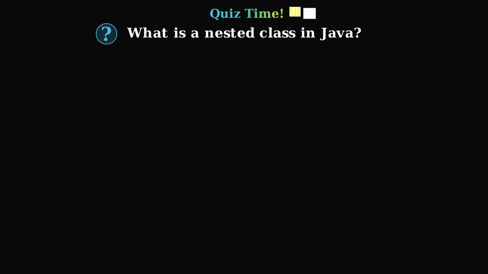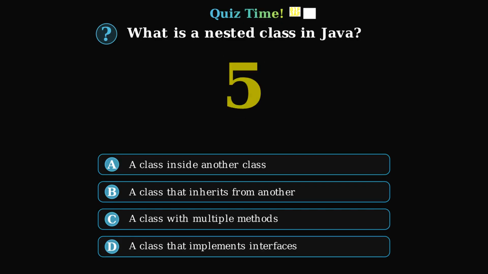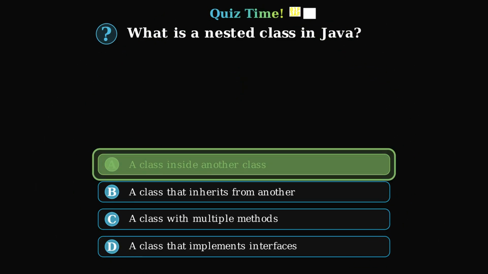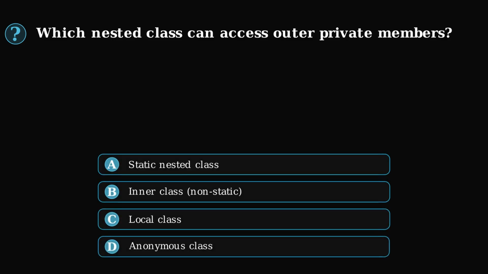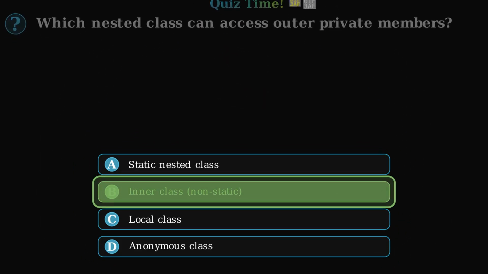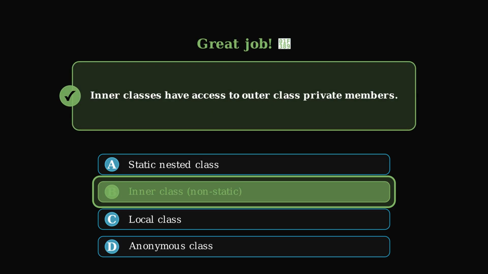Quiz time. Test your understanding. What is a nested class in Java? Which one is correct? The correct answer is: a nested class is defined within another class. Which nested class can access outer private members? Which one is correct? The correct answer is: inner classes have access to outer class private members.